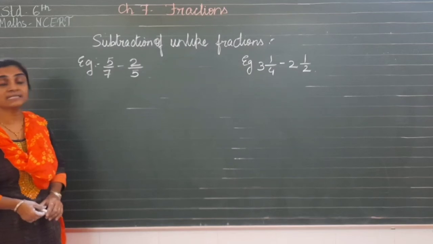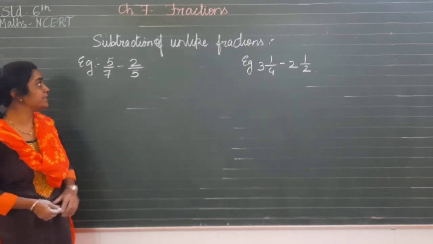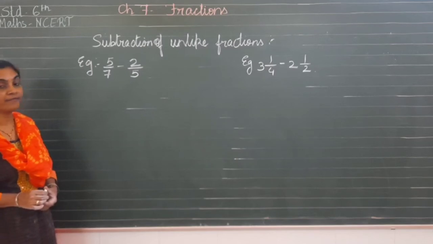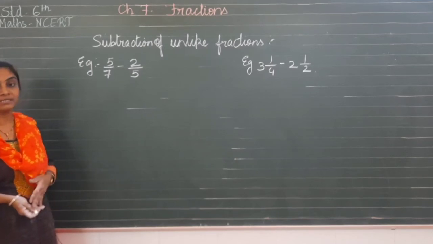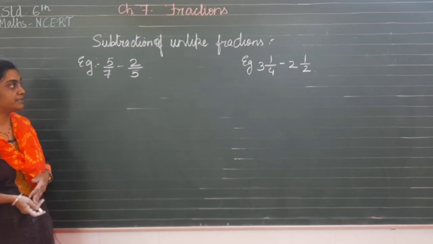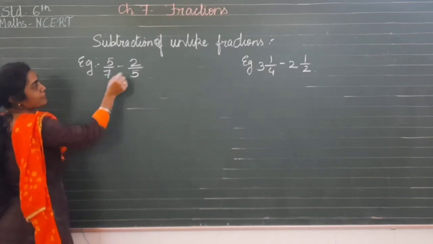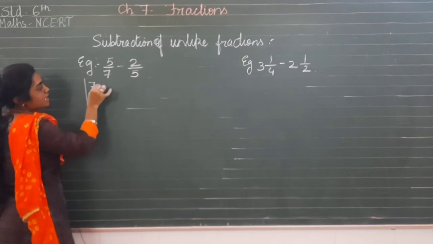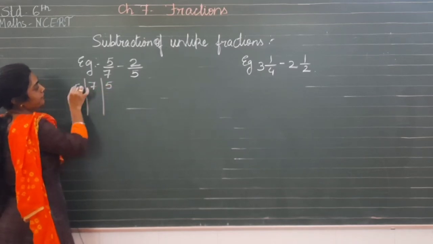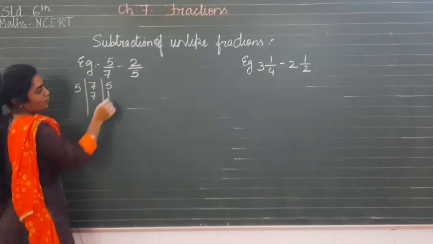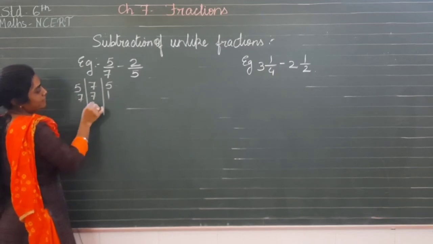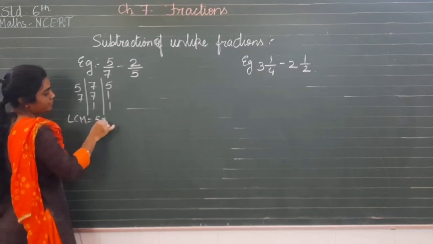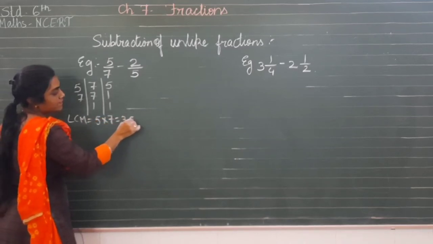Now let us see the subtraction of unlike fractions. The first example is 5 upon 7 minus 2 upon 5. We will follow the same procedure as we have done in addition. First of all, we need to find out the LCM of 7 and 5. So LCM will be 5 into 7, that is 35.